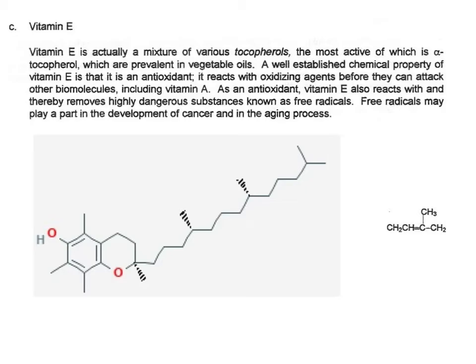Vitamin E is actually a mixture of a lot of different tocopherols. Notice that it ends with OL. This tells us that it's an alcohol. But there's a whole bunch of different ones. The most common one and the most active one is alpha tocopherol, which is shown here. And again, this is another one of our isoprenoids. So you see those methyl groups sticking out. That's a good sign that you have an isoprene unit in here.